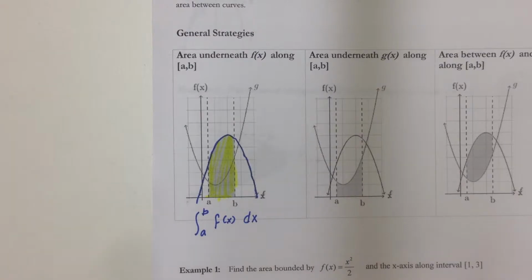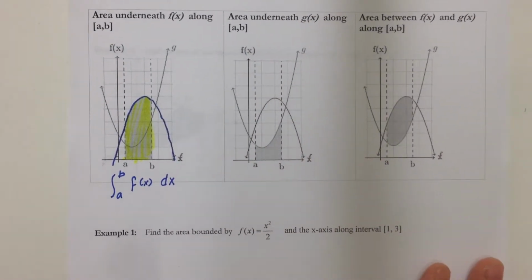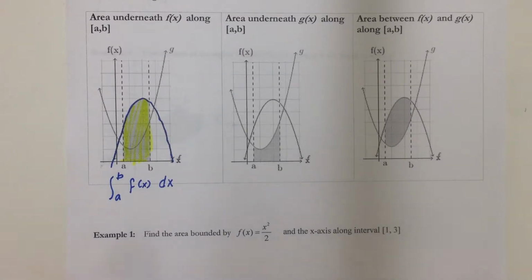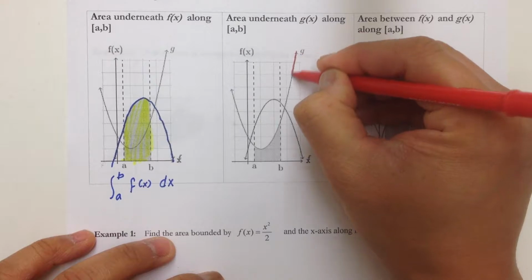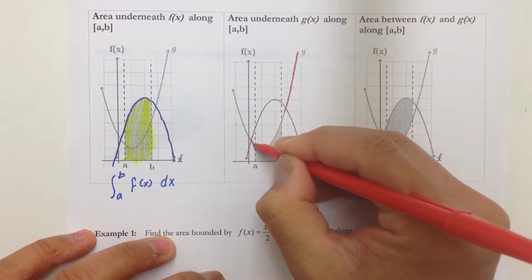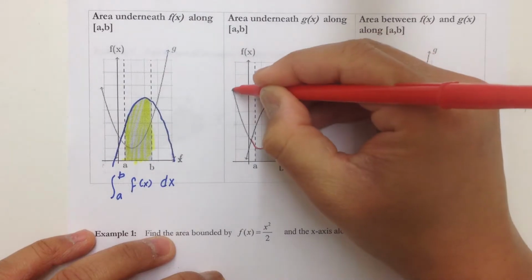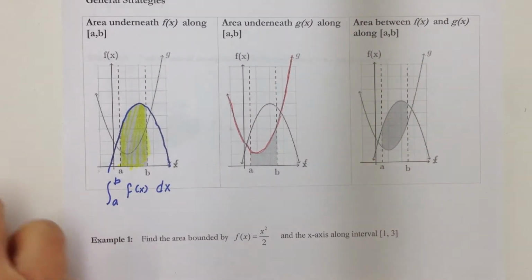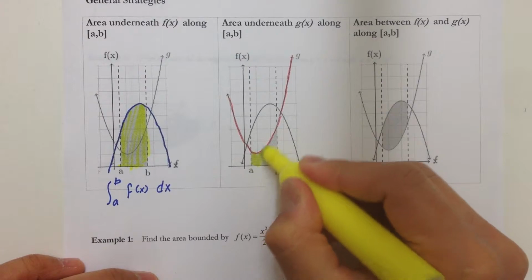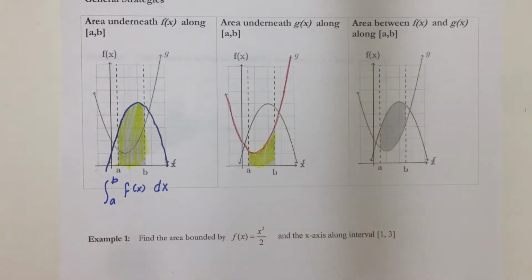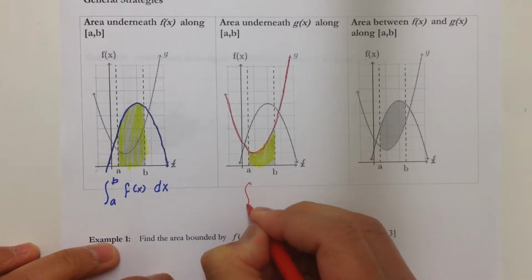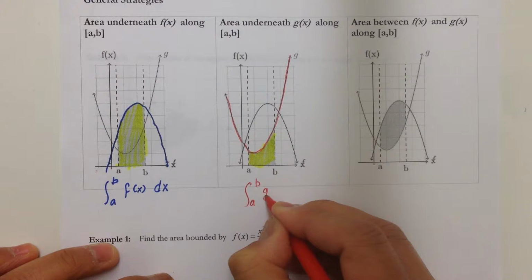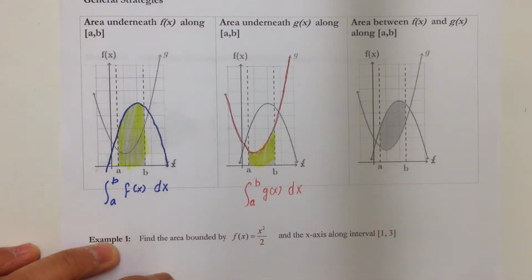Similarly, say I want to find the area under the function g. Here's my function g. Again, I want to find the area below function g from a to b, which is the shaded area right here. Then I can do the same thing. I can set up an integral from a to b of the function g with respect to the variable x, and that gives me the area under the function g.